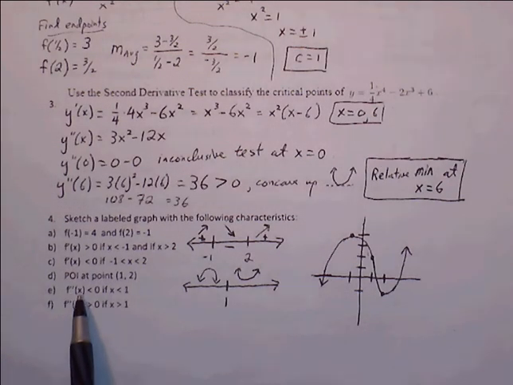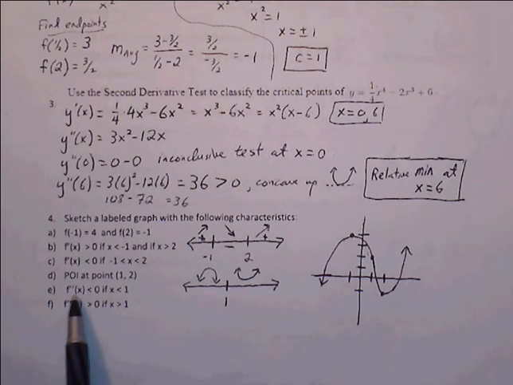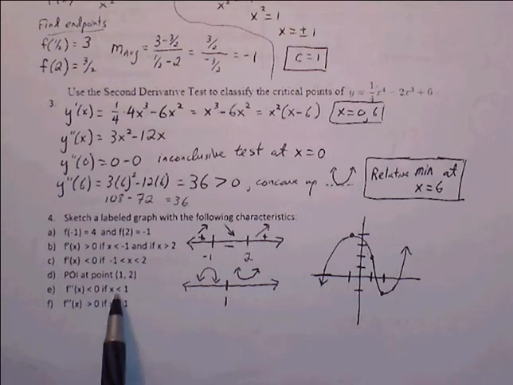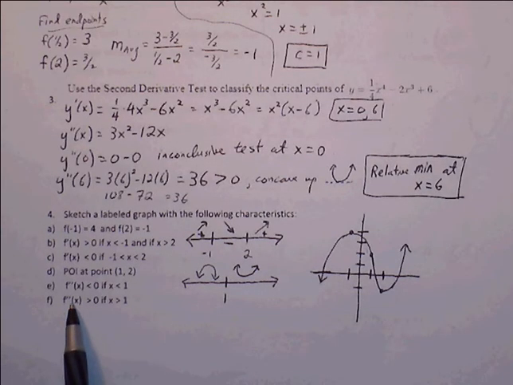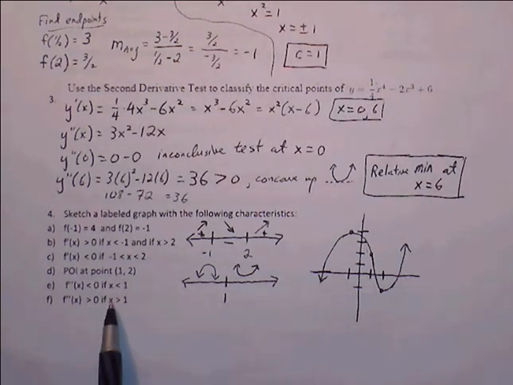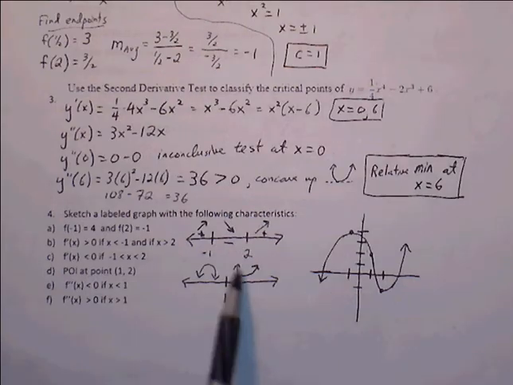We have second derivative is less than 0, so concave down to the left of 1, and then concave up, so second derivative is positive, to the right of 1, so to the right of 1 we have concave up. So we want a graph with these slope behaviors as well as these concave up, concave down behaviors.